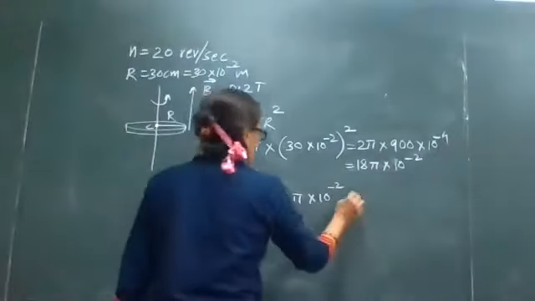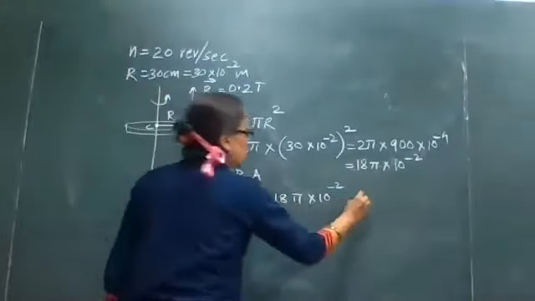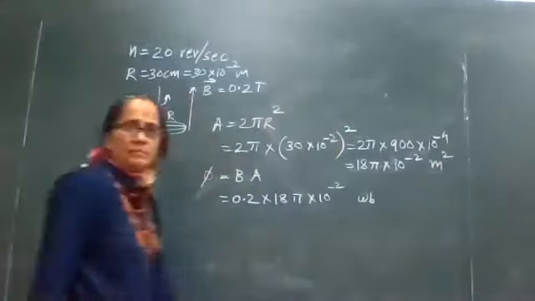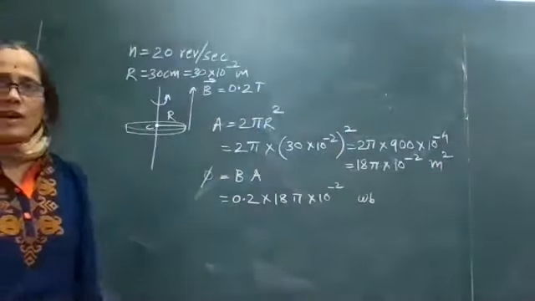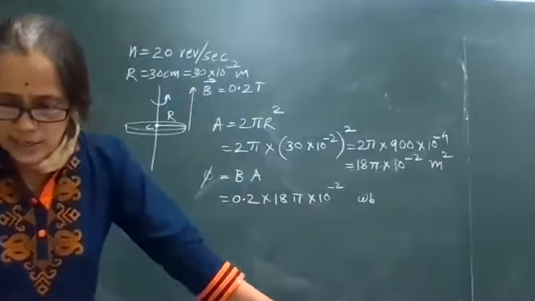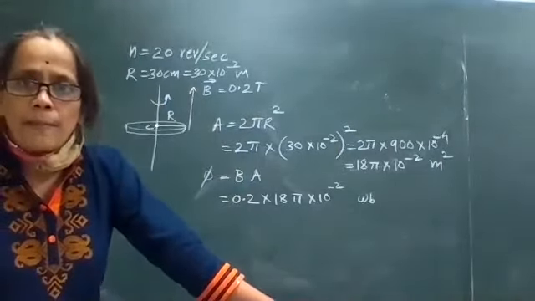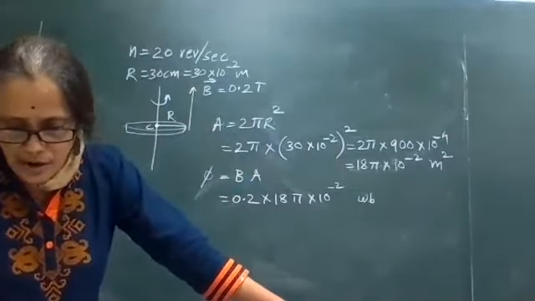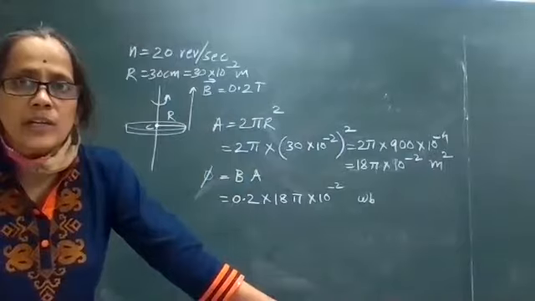This much what? Flux. Flux unit is weber. Area unit is nothing but meter square. So this is nothing but your flux cut per second. And now last is what you have to calculate? You have to calculate induced EMF. So now you have to calculate induced EMF.